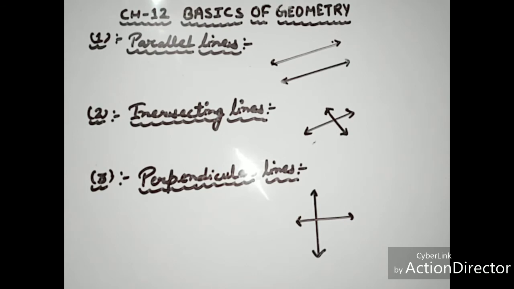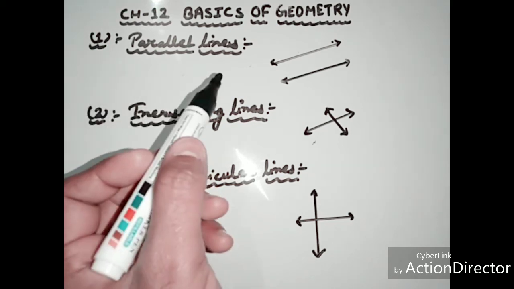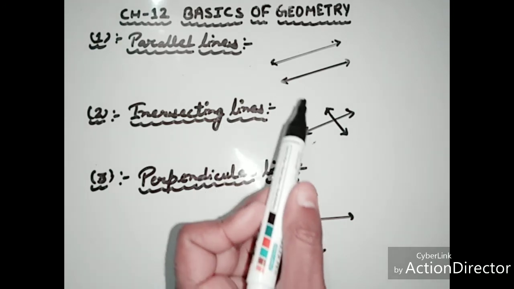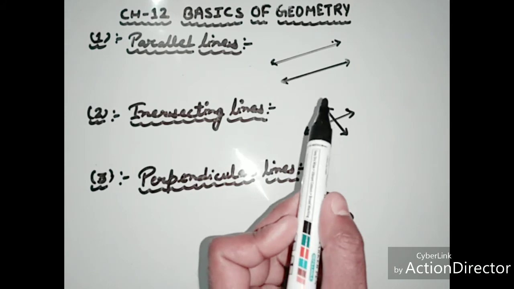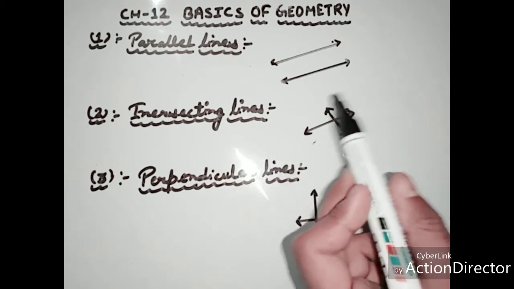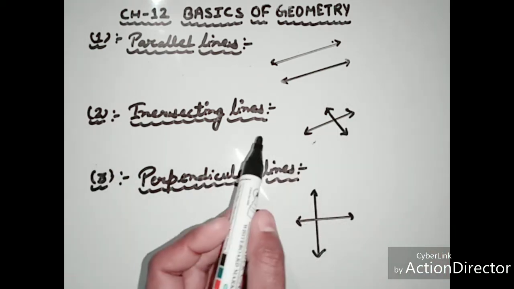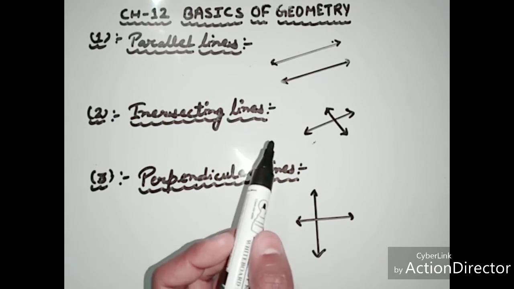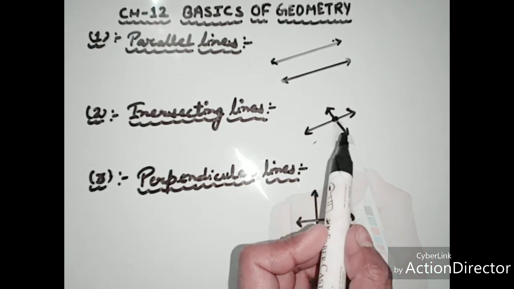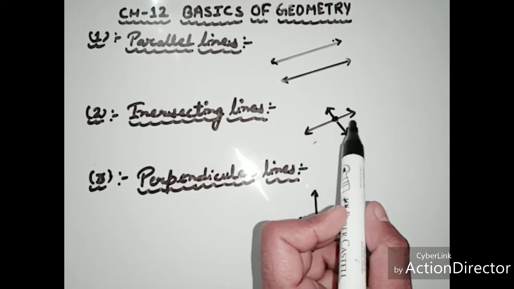Now we will discuss lines: parallel lines, intersecting lines and perpendicular lines. There are mainly three types of lines. Parallel lines are lines that lie on the same plane and never meet, even if they are extended endlessly in both directions. Intersecting lines are lines that cross each other at a point. These two lines intersect each other at this point.